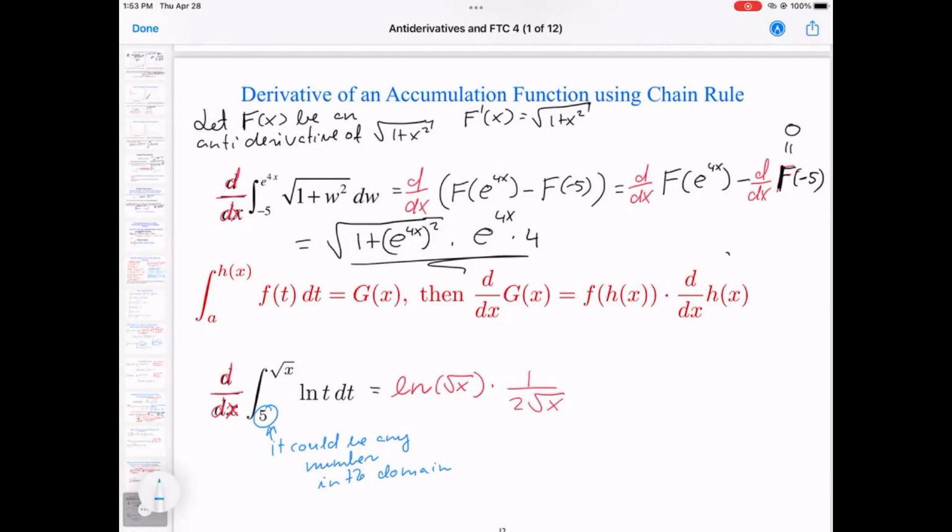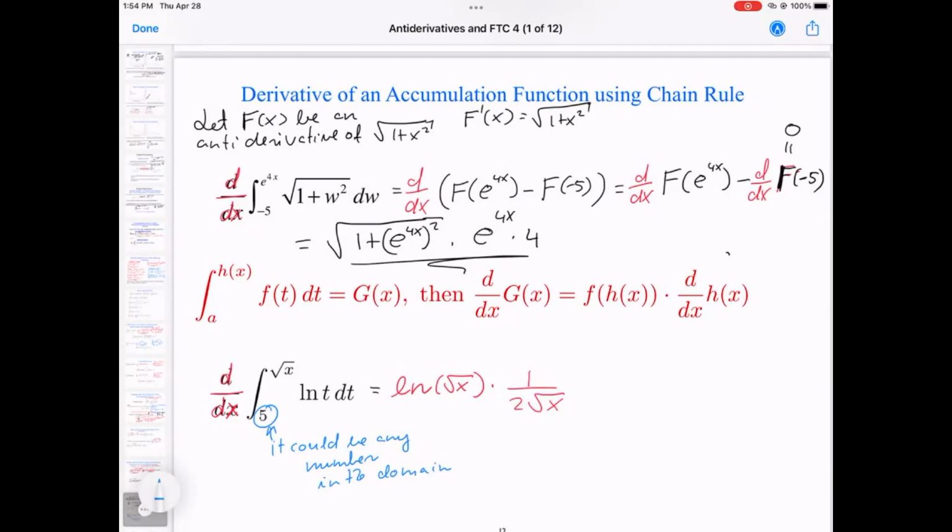Okay, now we're going to take the derivative of this more complex accumulation function. So that means you're taking the derivative of the difference of the antiderivatives, right? You can differentiate term by term. This is a specific number. You evaluate a function at -5, that's a number, so the derivative of that is going to be 0. Now I want to take the derivative of this function, but I know that capital F is an antiderivative of the radical function, right?